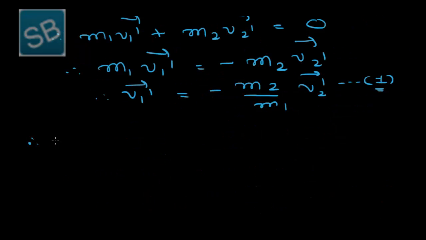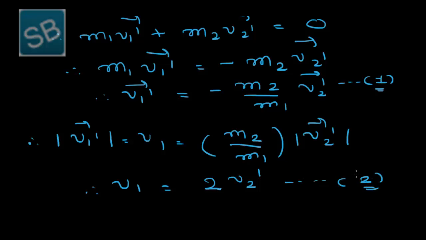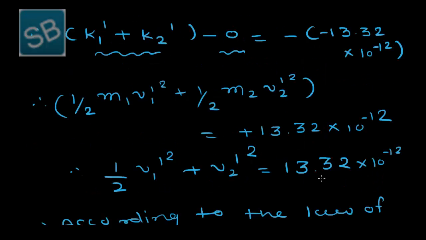In order to find out the magnitude of v1 dash, it can be done by using this equation, mod v2 dash. Now what is the value of mod v2 dash over here? Before that, substitute the values of m2 and m1. So it is 2 by 1. So v1 is equal to twice v2 dash. And now substitute the result in the equation. v1 dash square by 2 plus v2 dash square is equal to 13.32 into 10 to power minus 12. So it is basically this equation, and I am giving it as number A.